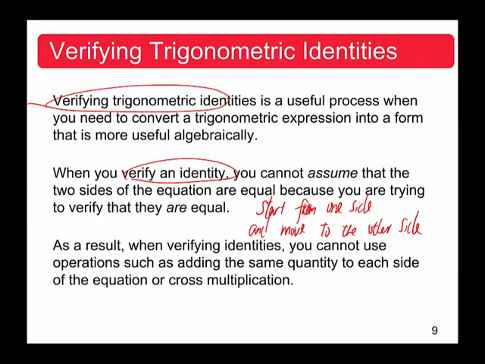So as a result, when verifying an identity, you cannot use operations such as adding the same quantity to each side of the equation or cross multiplication. That defeats the purpose of verifying this trigonometric identity, because you're making the assumption that they are equal to each other.